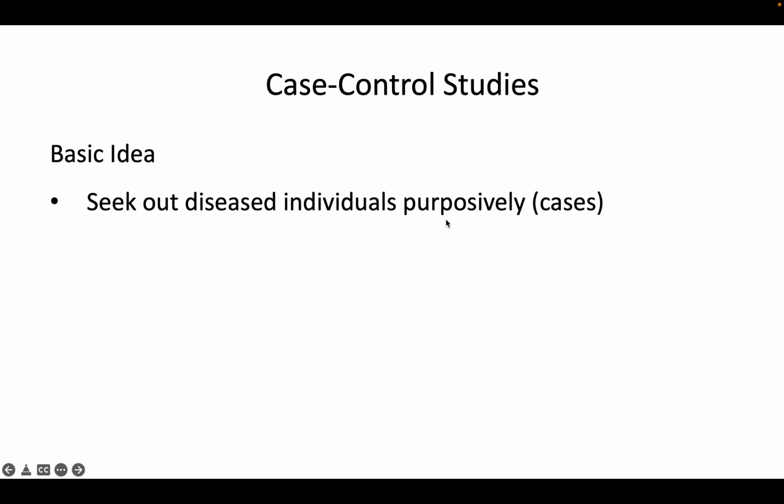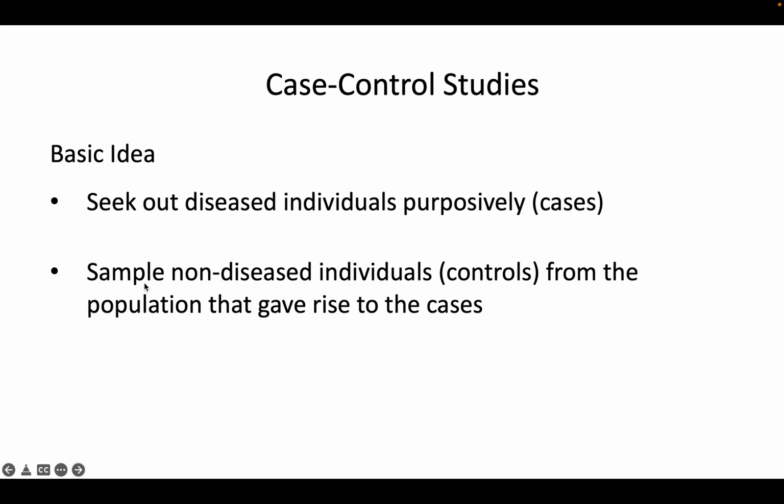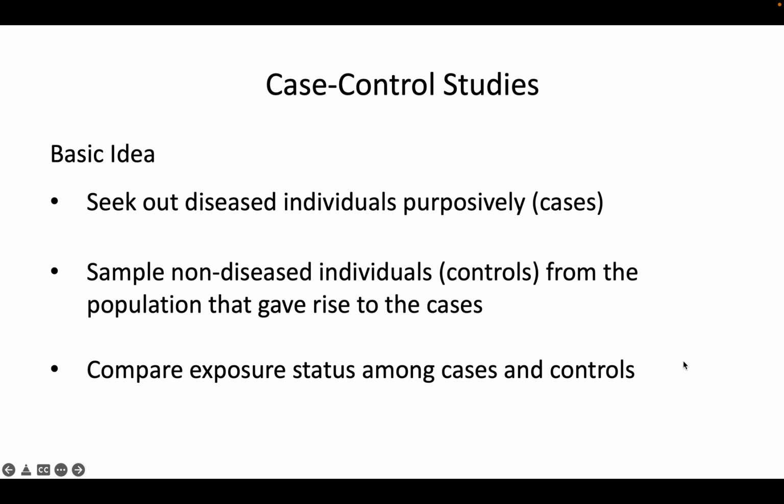Just reiterating those basic ideas, with a case control study, you seek out those cases purposively because it's a rare disease. The efficiency of this design is you don't need to sample and hope to find cases. You go find them purposively. That sounds weird because it's unrepresentative of the population as a whole, but the reason it's okay is because we have no regard for their exposure, and selection bias needs to be related to both the exposure and the outcome, and we have done something just related to the outcome, so it's okay. You sample the non-diseased individuals from the population that gave rise to those cases, and you compare the exposure status.